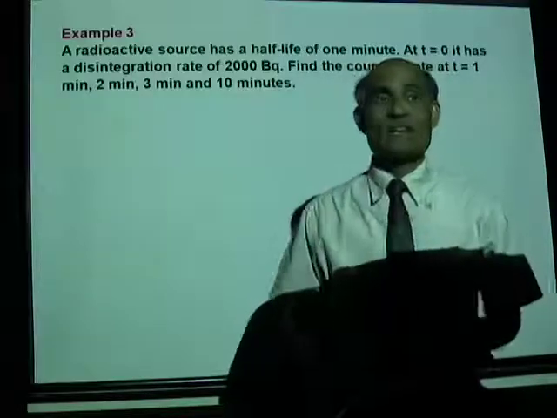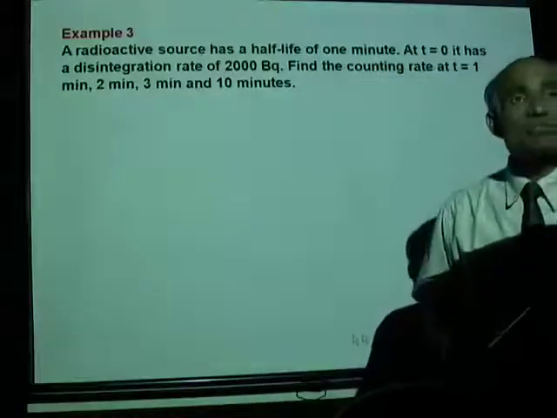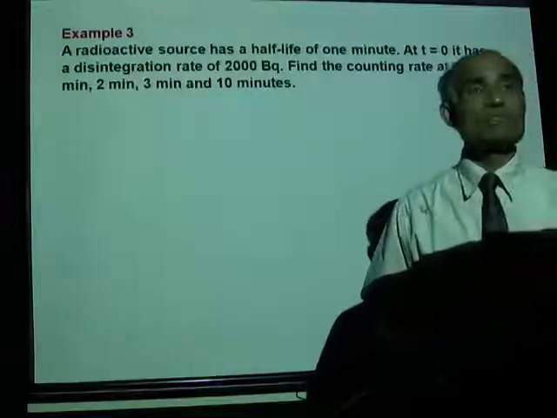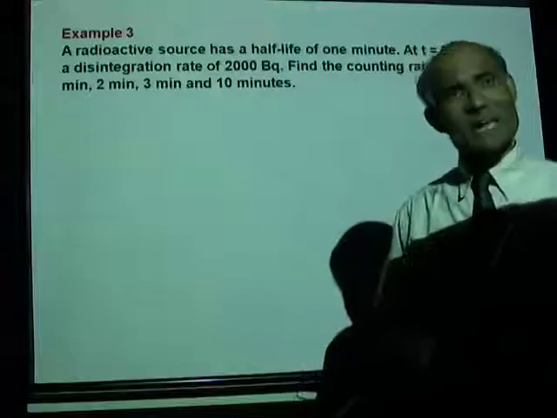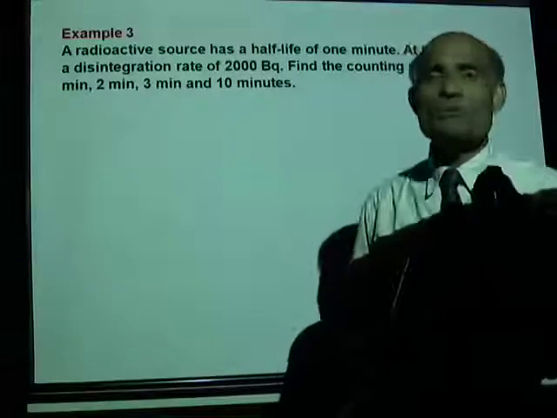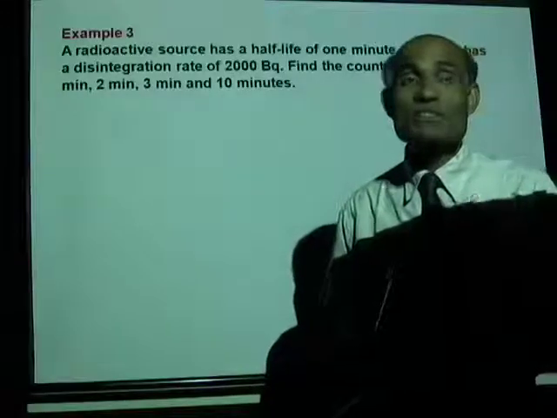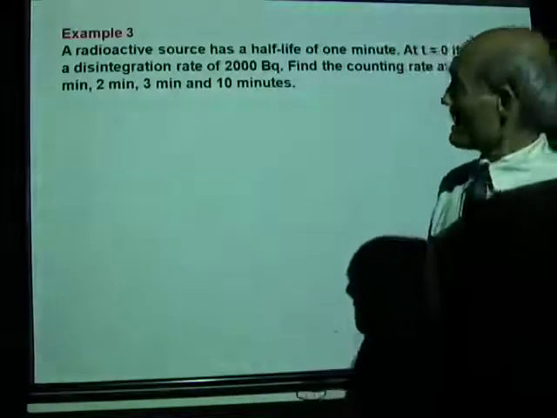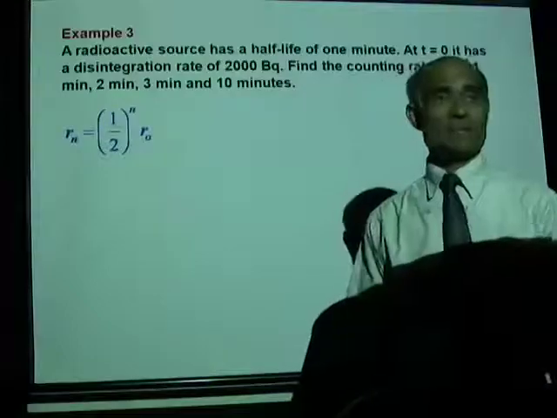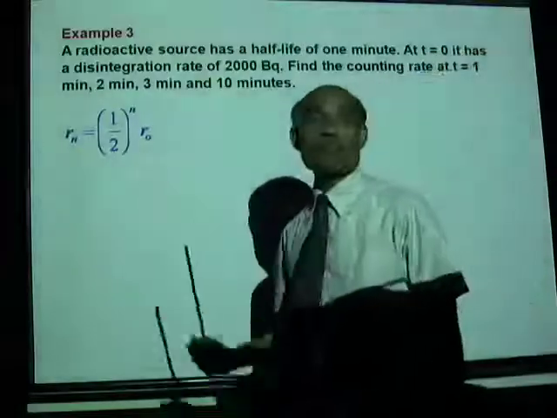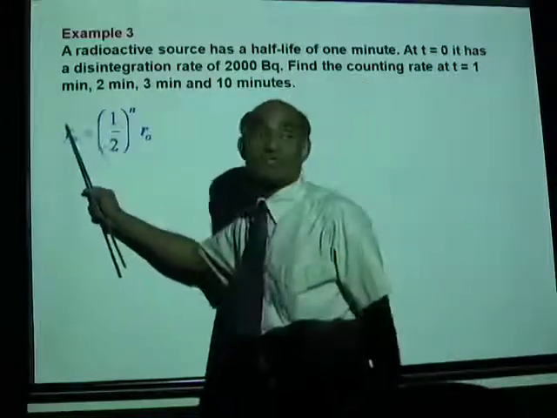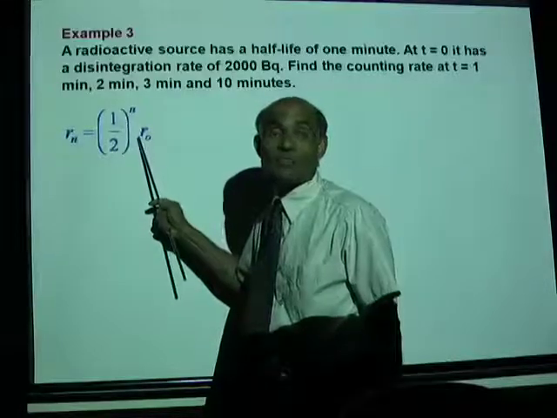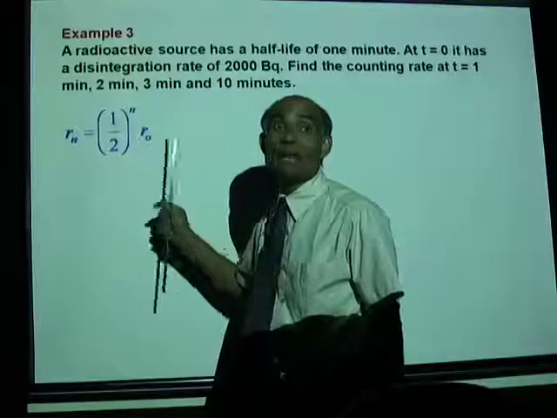Disintegrations per second. Find the counting rate at t equal to 1 minute, 2 minutes, 3 minutes, and 10 minutes. What's the counting rate? Counting rate is the rate of disintegration. Well, it's not difficult or easy. We have the relation between the rate of disintegration after n half-lives and the rate of disintegration in the beginning.